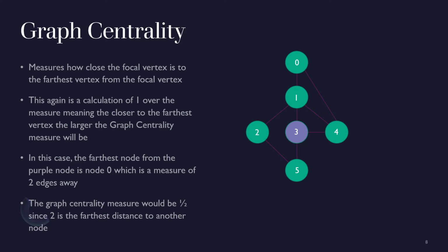Graph centrality has the same type of idea behind it that closeness centrality does, but in this case it looks at the farthest node away from the node that you're looking at, and it does 1 over the distance to the farthest node. So if we look at node 3 again, the farthest node away would be 2 edges away, so 1 over 2 would be your measure of graph centrality.